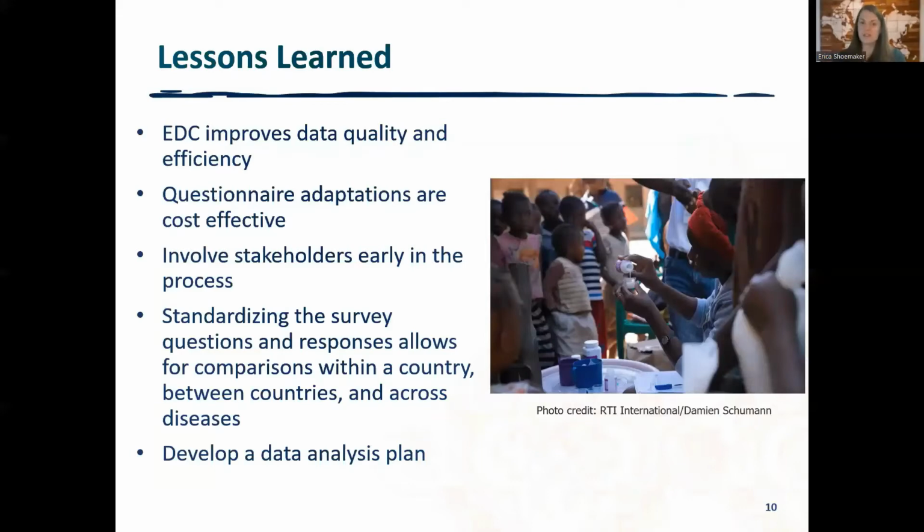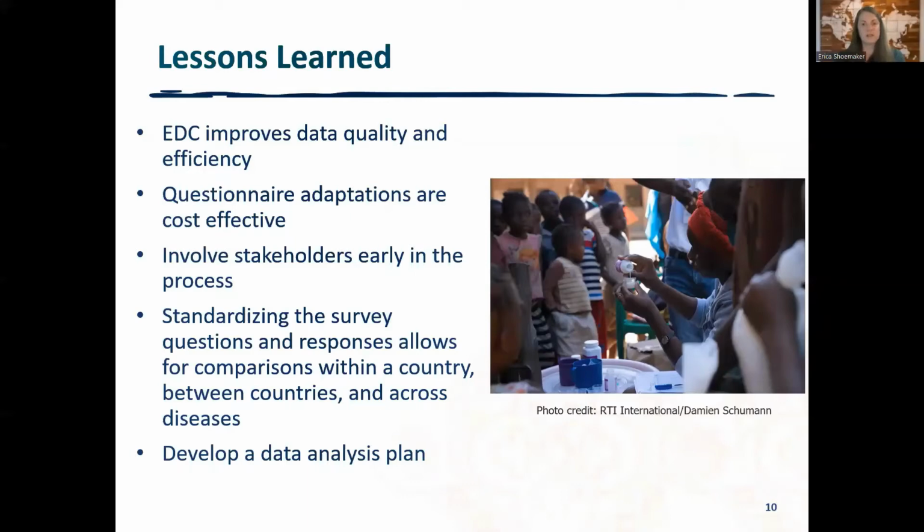However, developing new survey questions or agreeing on which survey questions to add takes time, so it's important to make sure that all stakeholders are involved early in the process. For questions that are frequently asked across the countries we support, we've made an effort to standardize the survey questions and responses. This allows for comparisons within a country, between countries, and across diseases.